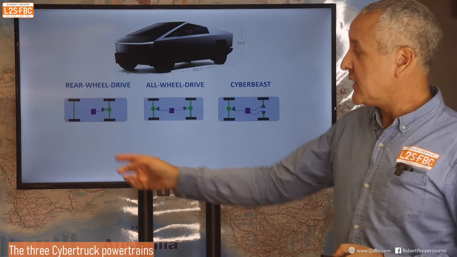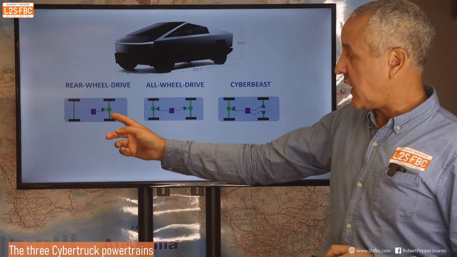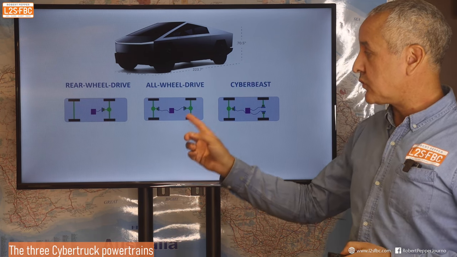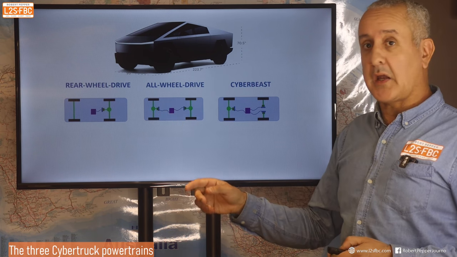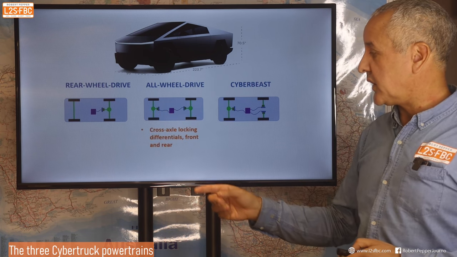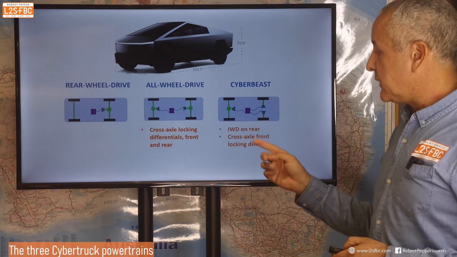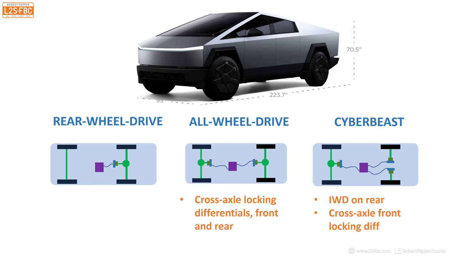Now for the Cybertruck, that's what the rear drive looks like. So motor at the back, differential. The all-wheel drive has one battery, a motor at the front, a motor at the rear, and it's also got cross-axle locking differentials front and rear. And the Cyberbeast is individual wheel drive on the rear, and it's got a cross-axle locking diff on the front.